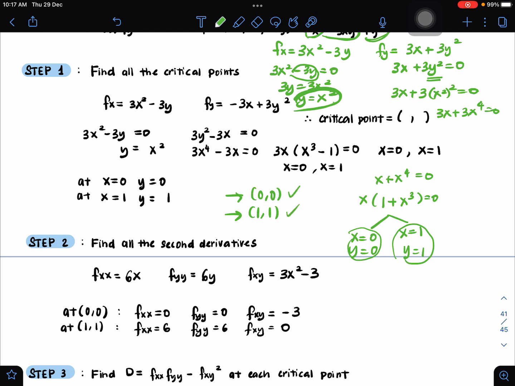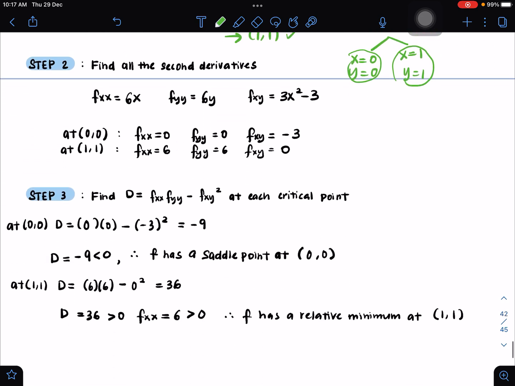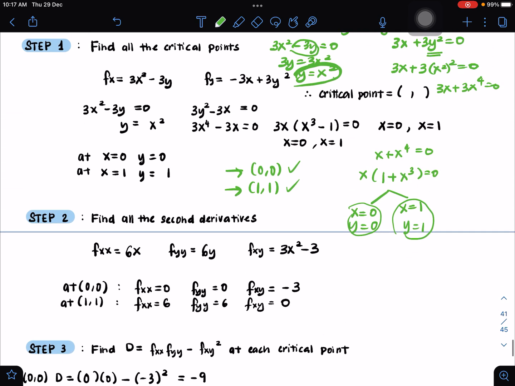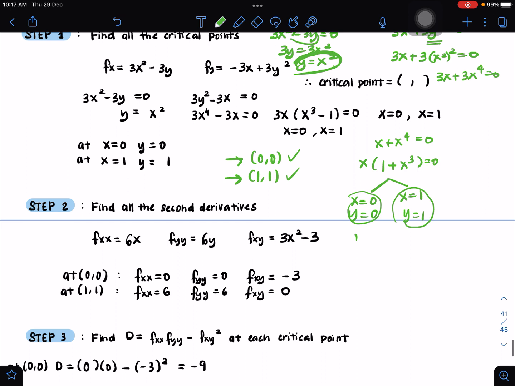Dan dia tak semestinya sama. Okay, takkan ada dua-dua maximum. Okay, tapi kita check lah. Mana tahu tiba-tiba dua-dua maximum. Okay, kita tengok. So, nak cari maximum or minimum, kita kena buat second derivative. So kita kena cari fxx, kita kena cari fyy, kita kena cari fxy.